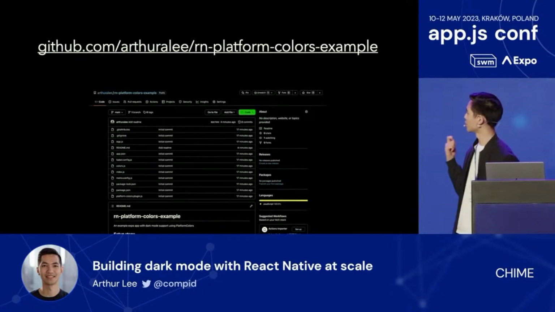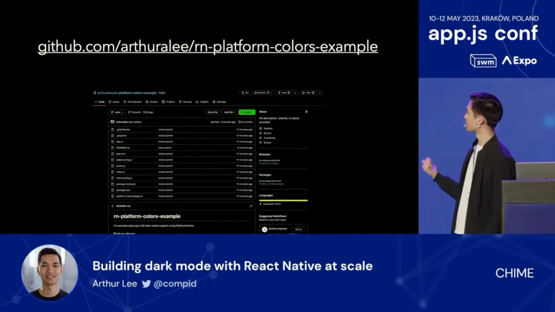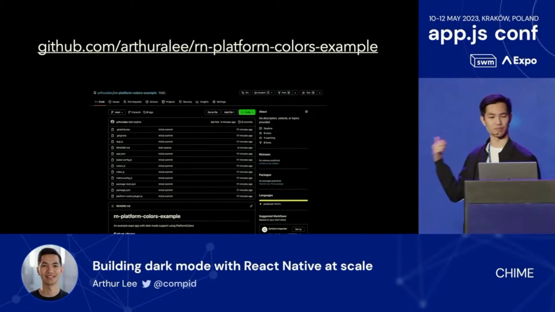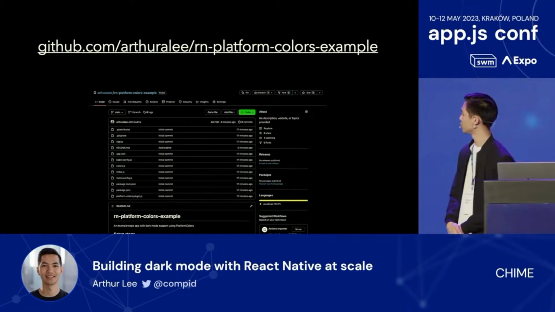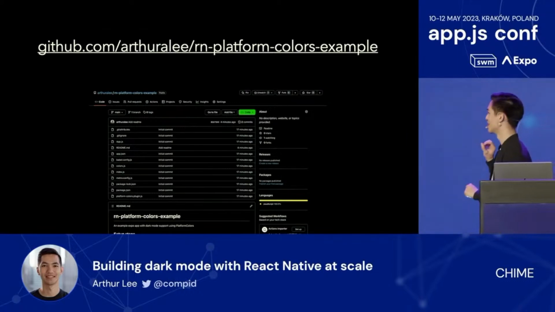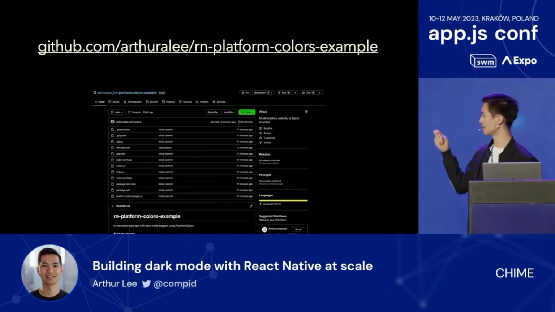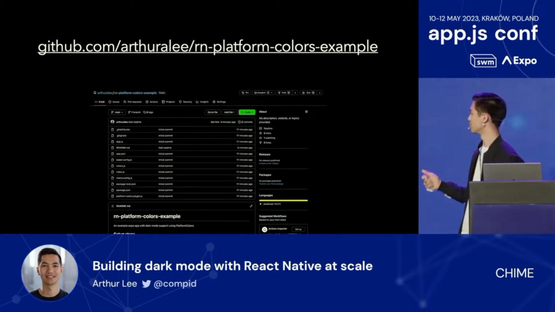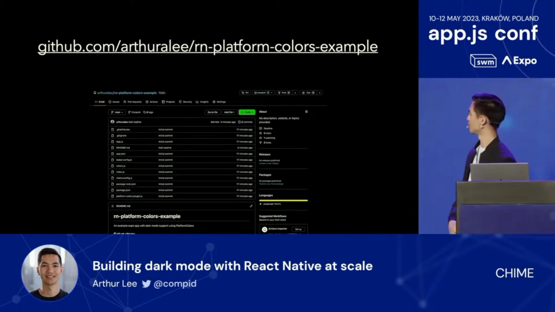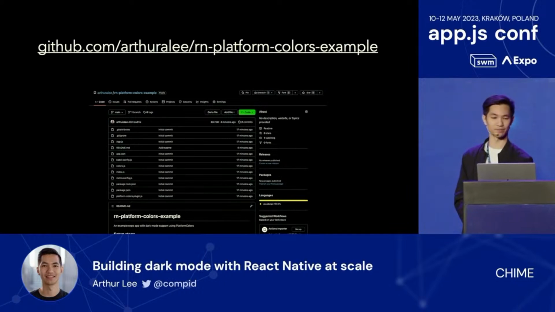So I did put together a quick example of platform color in case you wanted to check it out. Here is a link to the GitHub repo. I managed to put together this demo with Expo config plugins, so you could define those colors within the app.json configuration. And if you run the pre-build, it's going to generate all those colors natively. So it's a pretty cool example, so definitely check it out.